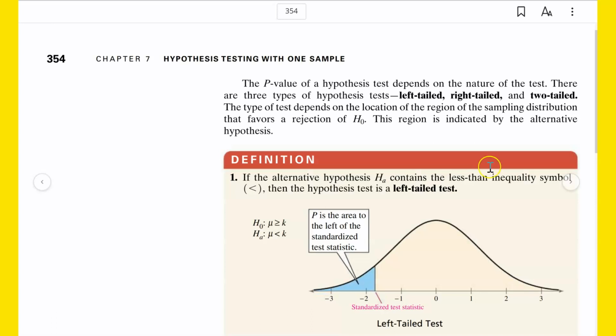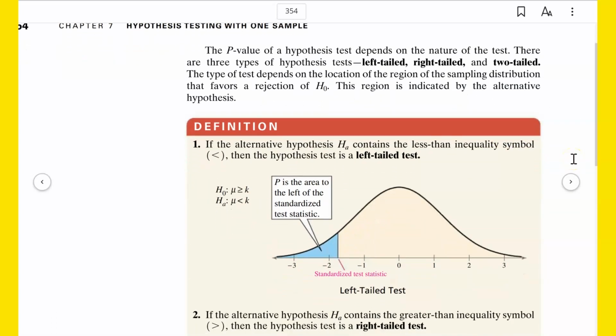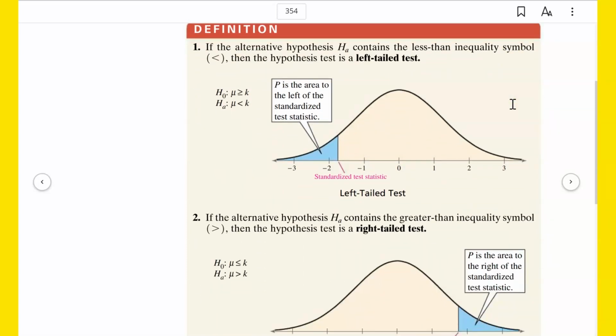Moving on. The p-value of a hypothesis test depends on the nature of the test. There are 3 types of hypothesis tests: left-tailed, right-tailed, and two-tailed. The type of test depends on the location of the region of the sampling distribution that favors a rejection of H0. This region is indicated by the alternative hypothesis. So hopefully I can explain this to you well.